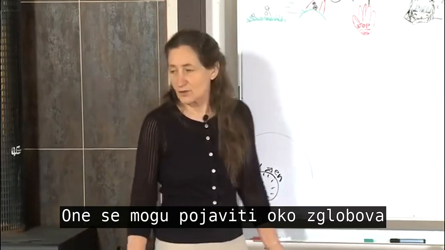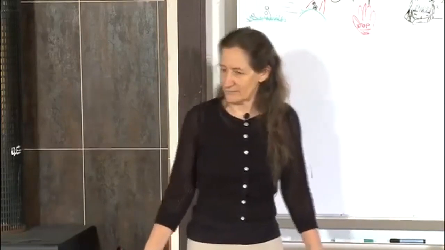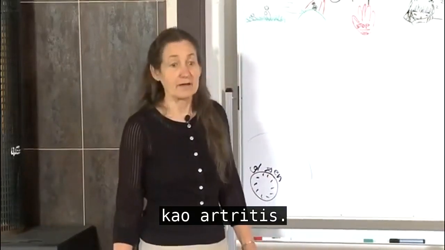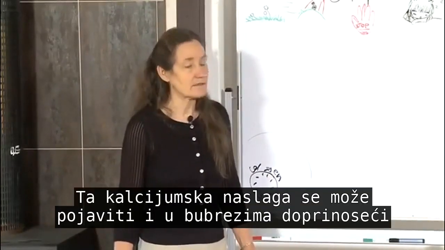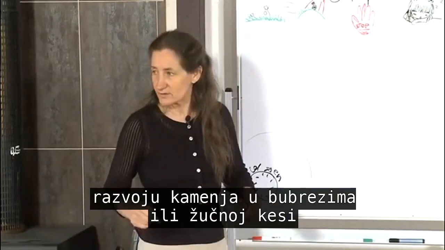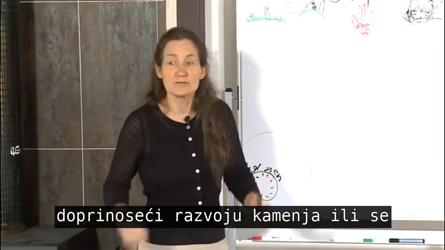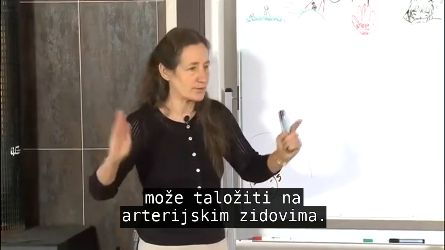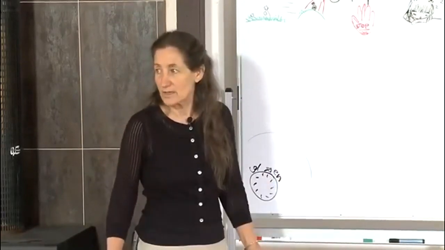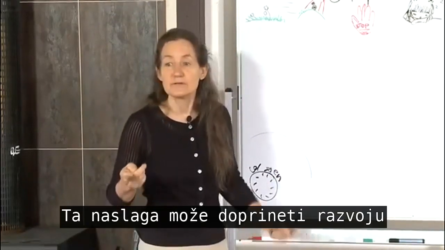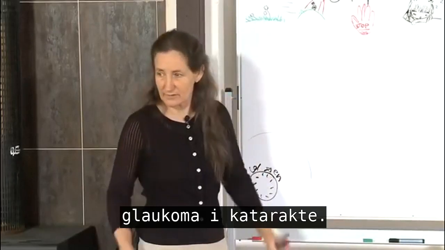It can settle in the joints as gout, as arthritis. It can settle in the kidneys, contributing to kidney stones, and the gallbladder, contributing to gallstones. It can contribute to build up on the arterial walls. It can contribute to glaucomas, cataracts.